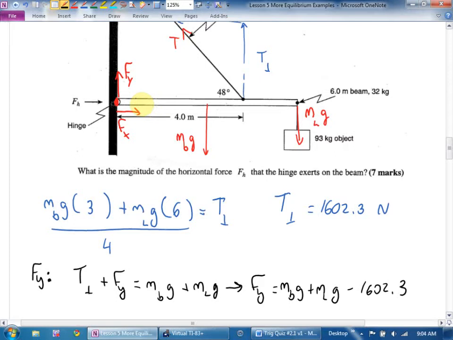Yan, who reads English better than me, bless your heart, says all they want is the horizontal force, not the vertical force, not the combined force. I should have read the question carefully. I thought FH, I read it really quick, stood for F hinge, but they want the horizontal force, don't they? So do I need to find FY?